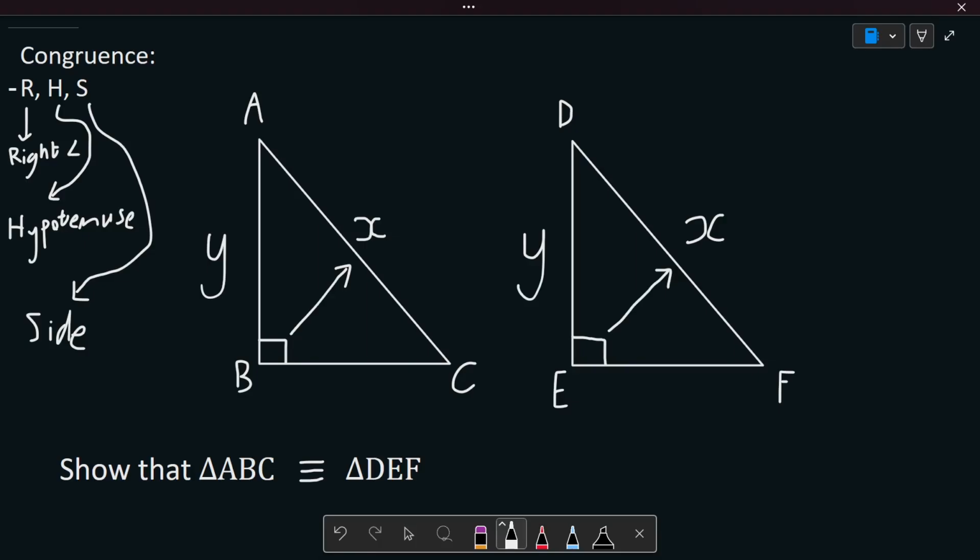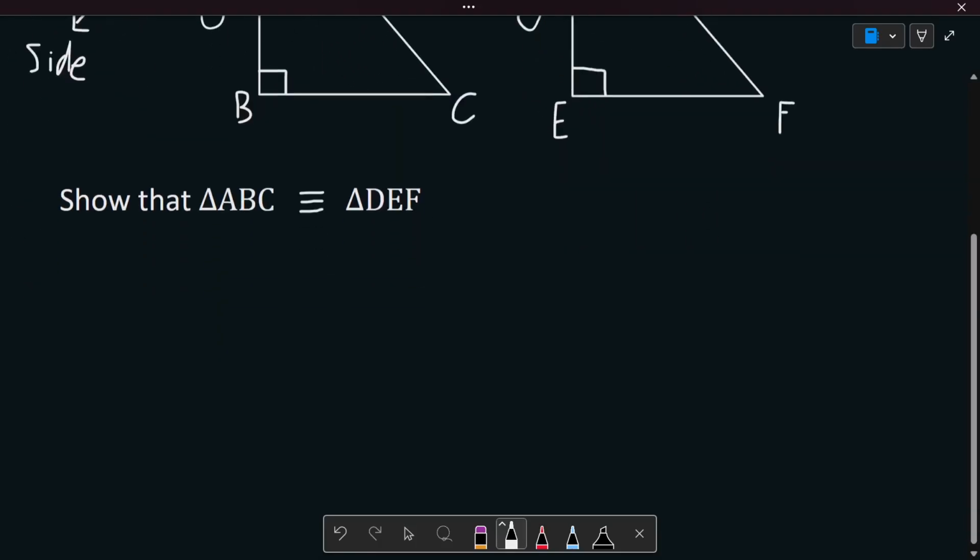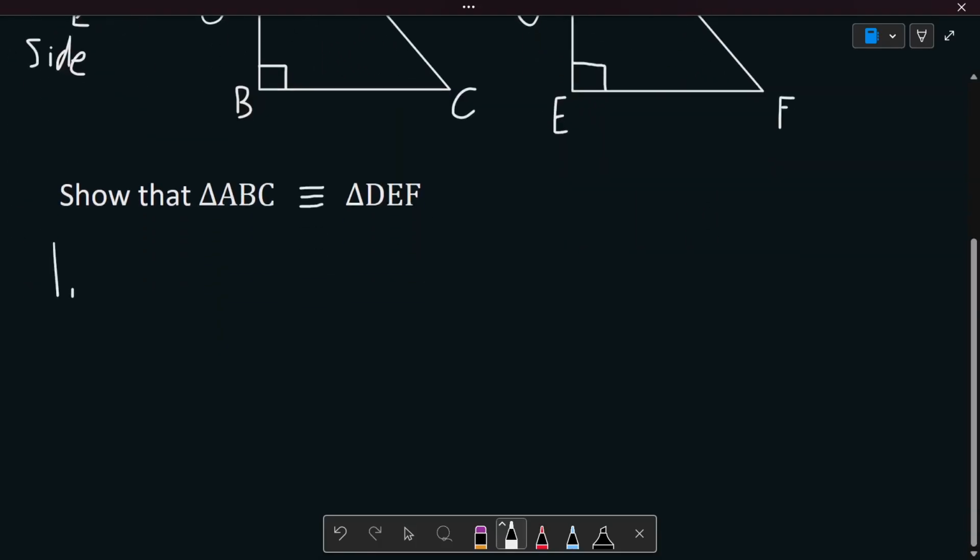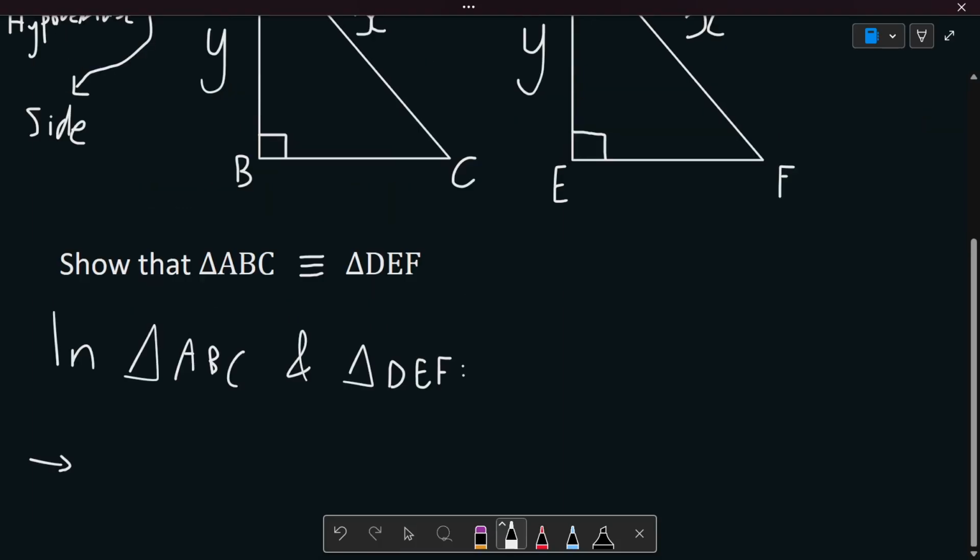Those three we are going to be working with in these triangles, and we're going to be comparing them to each other within these two triangles that we have, which is triangle ABC and DEF. Now let's start off over here. We're going to start off with, in triangle ABC and triangle DEF, colon.